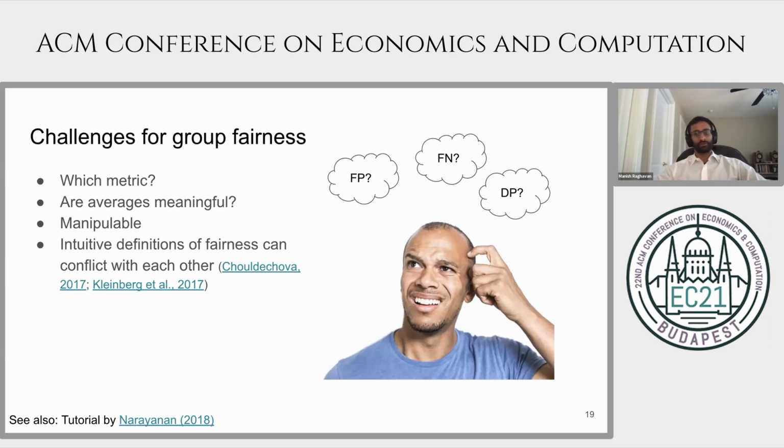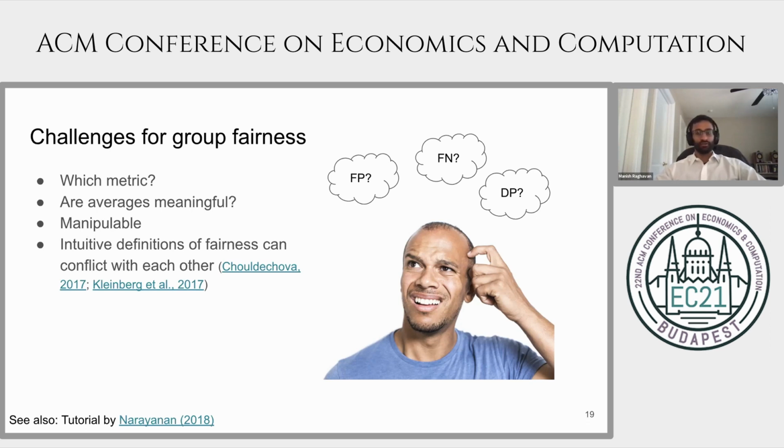You might also have the question, we're operating at the level of averages here, not at the level of individuals. And you could ask the question, are averages even meaningful in this context? So, if you're doing something reasonable for 95% of people, but give really bad outcomes to 5% of them, group fairness notions would struggle to capture this, but you might argue that this is inherently an unfair thing to do.